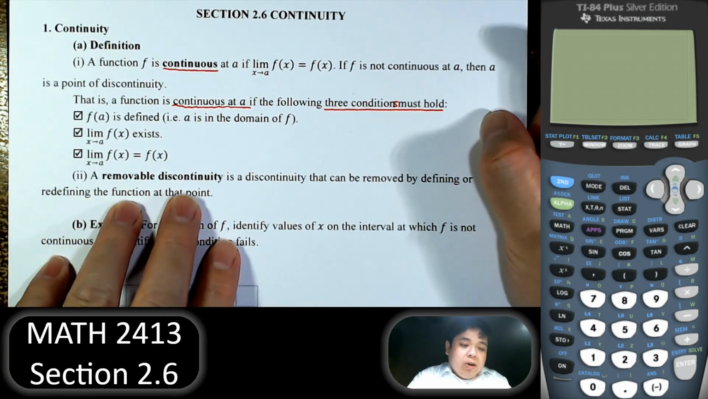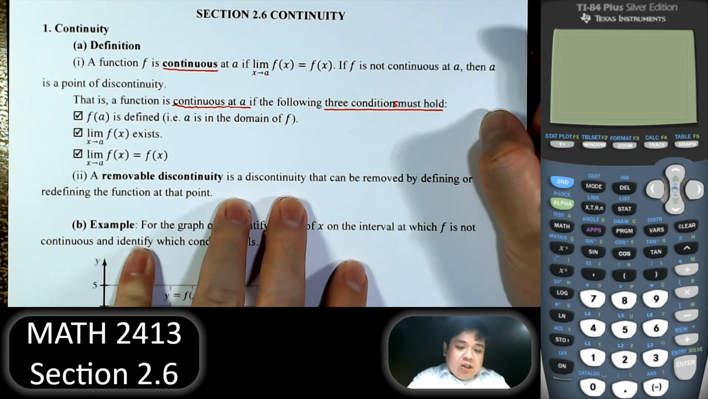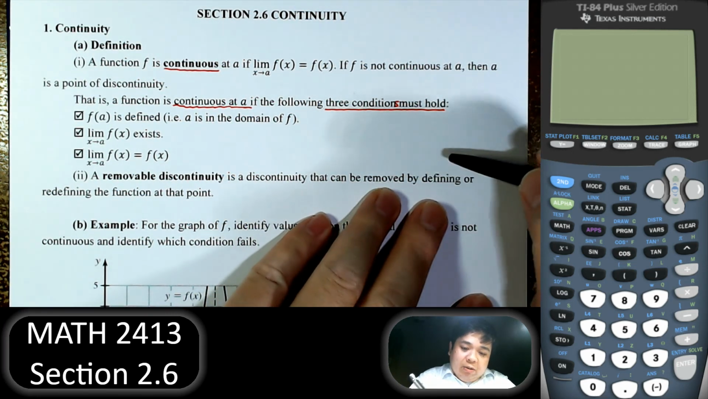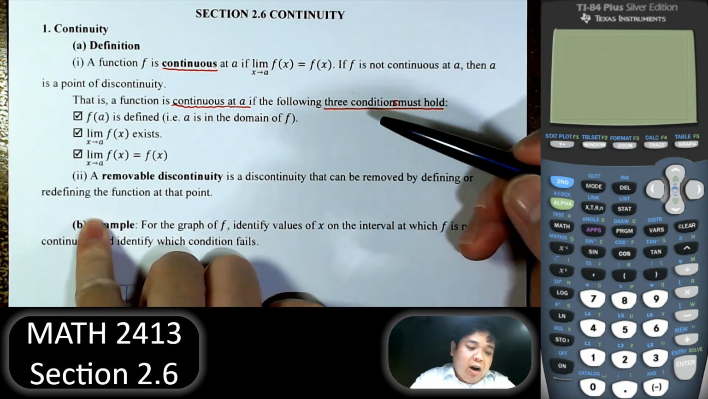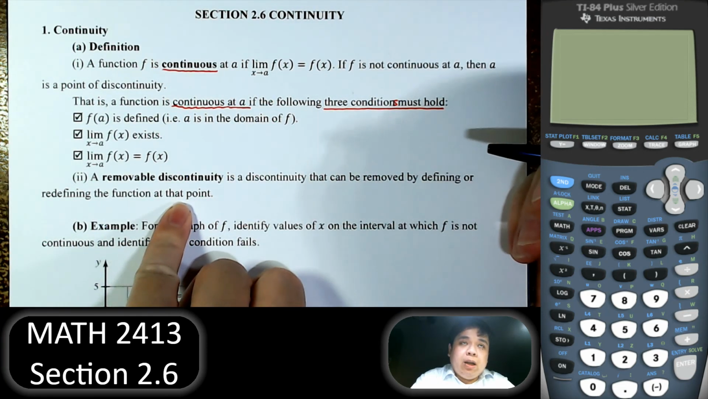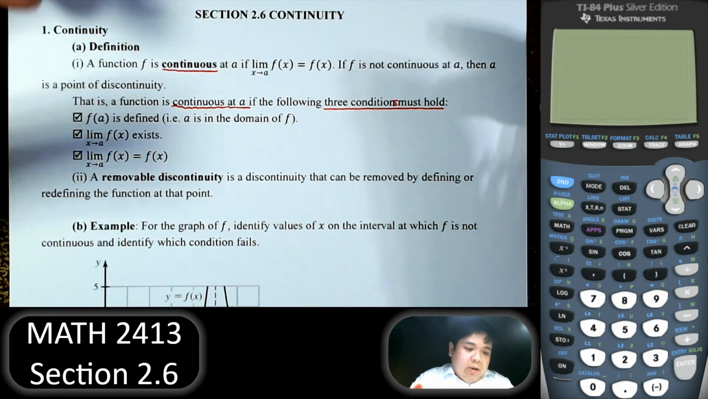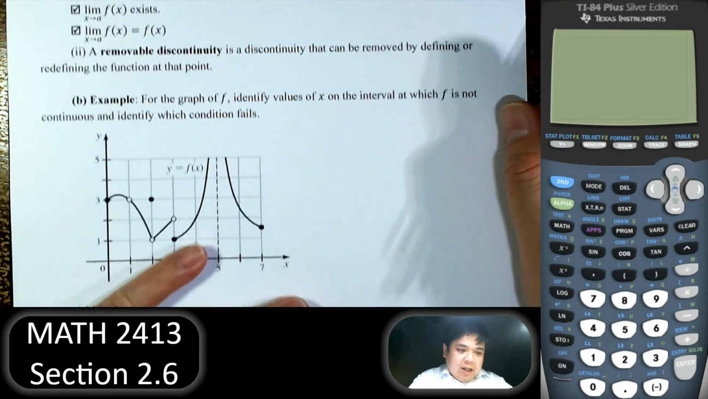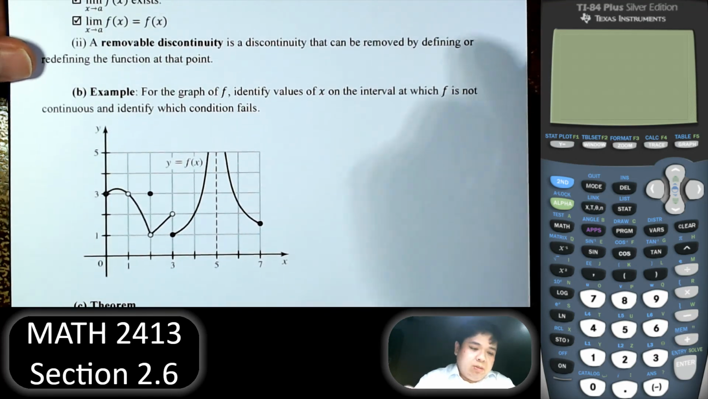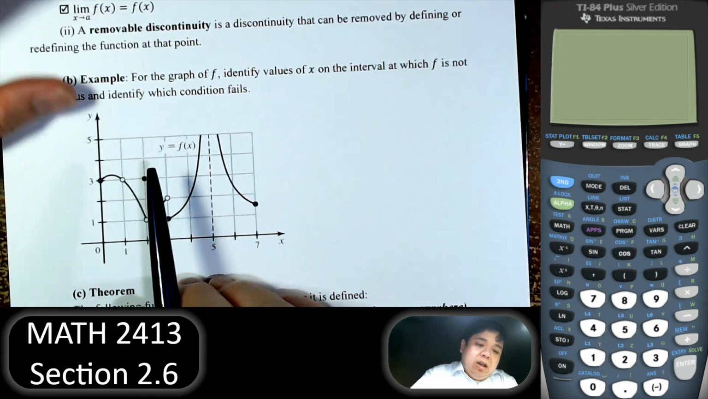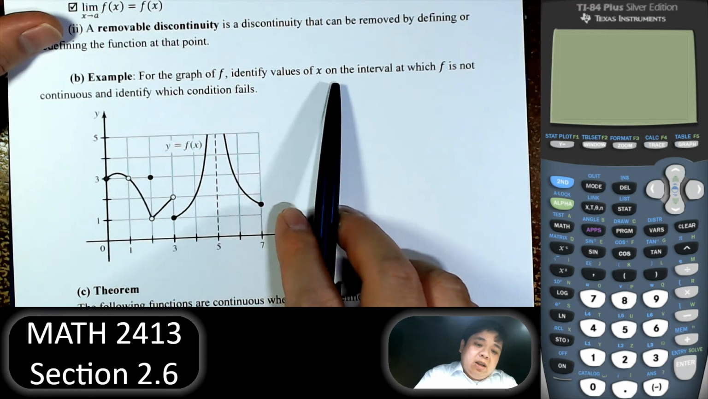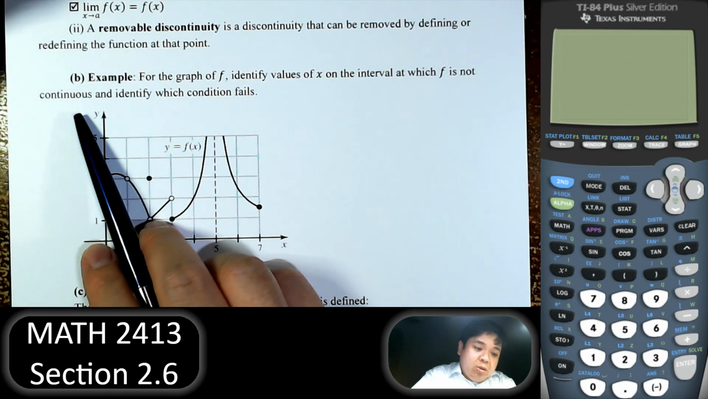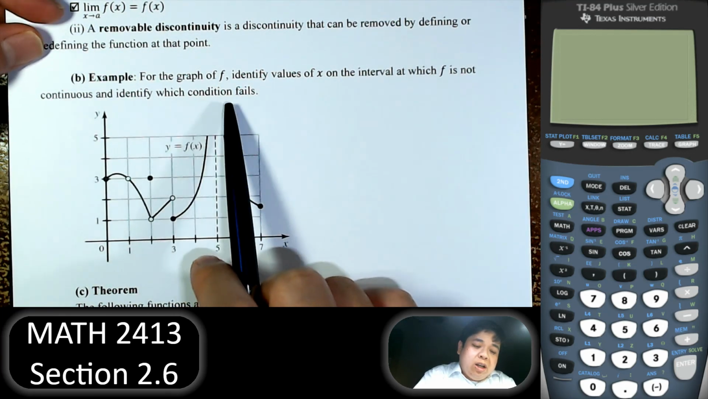A removable discontinuity is a discontinuity that can be removed by redefining the function at the point. We'll go over a few more of these, but let's just look at a sample. Based on the definition, identify the values of x on the interval at which f is not continuous, and identify which condition fails.